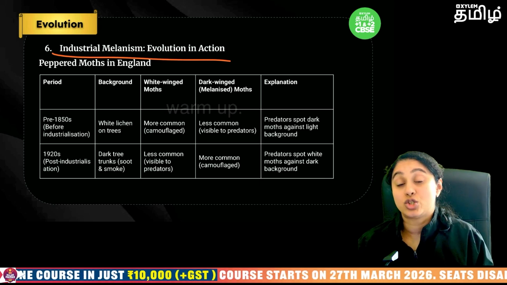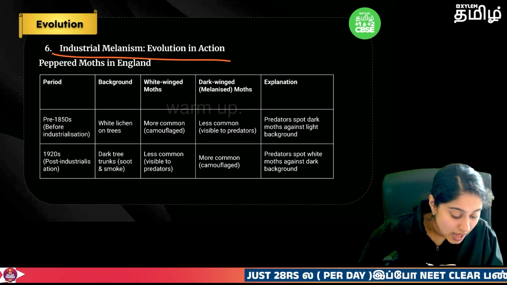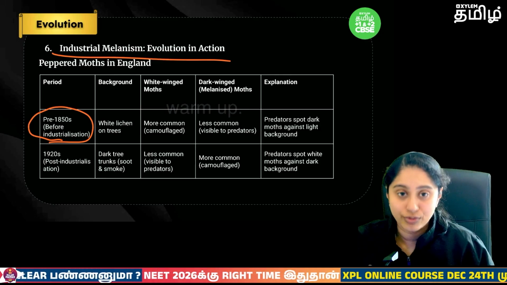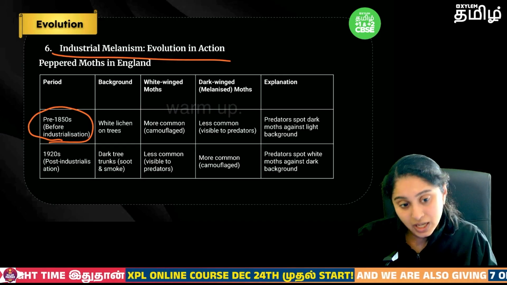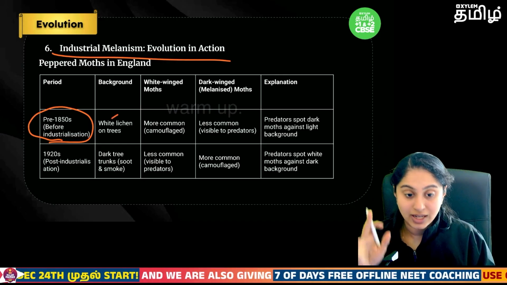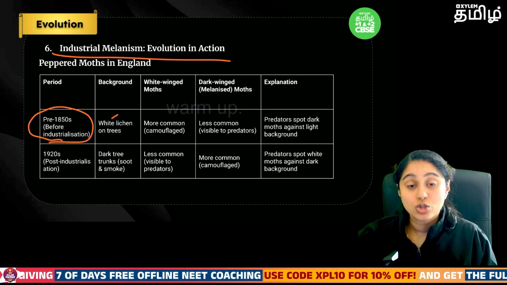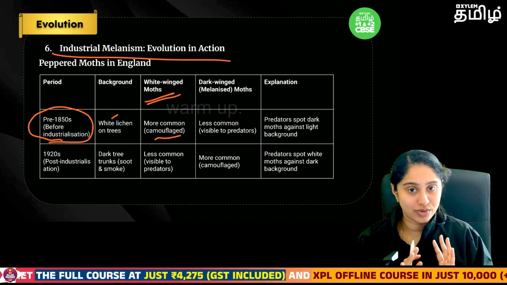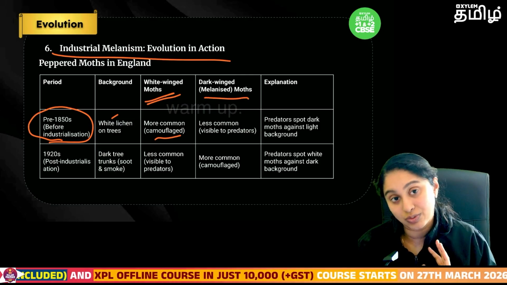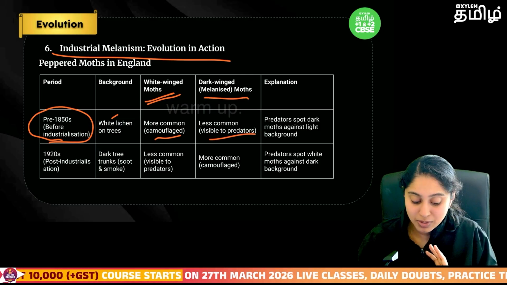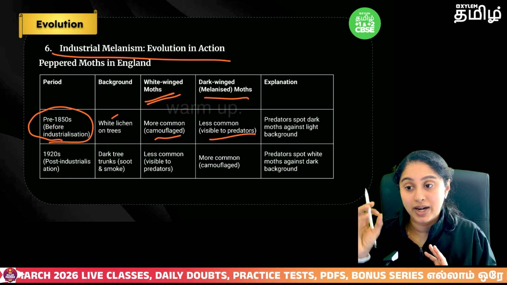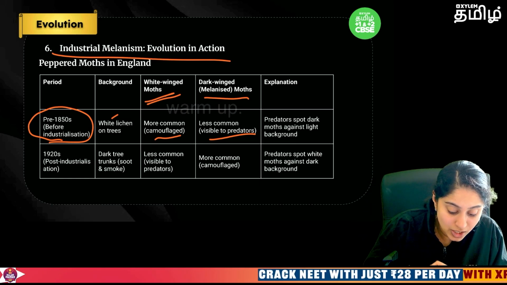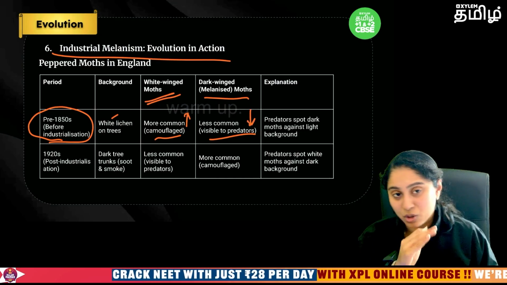This particular story is very interesting because in England, in the period of 1850s, when there was no industrialization happening, there were white lichens that were covering the trees. There was no pollution. So in the white background, nicely the white-winged moths were camouflaged. The dark-winged moths that were melanized moths, they were visible to the predators. So as a result, the predators could see the black moth and they used to eat the black moth. That time what used to happen? Population of white moth used to be more, dark moth used to be less.